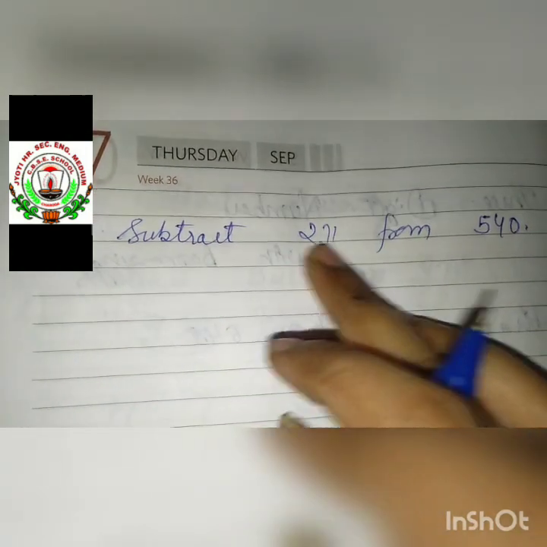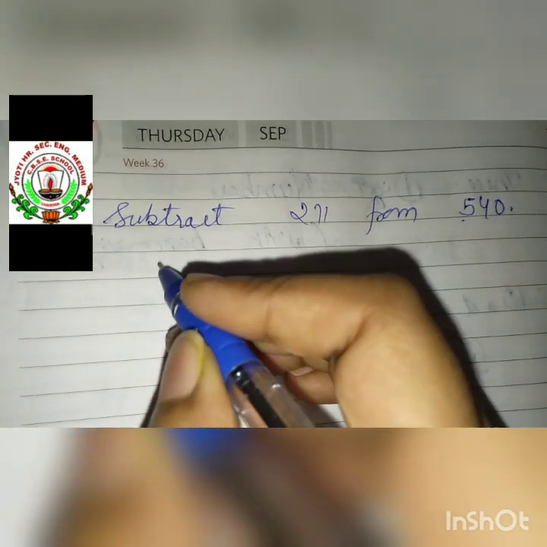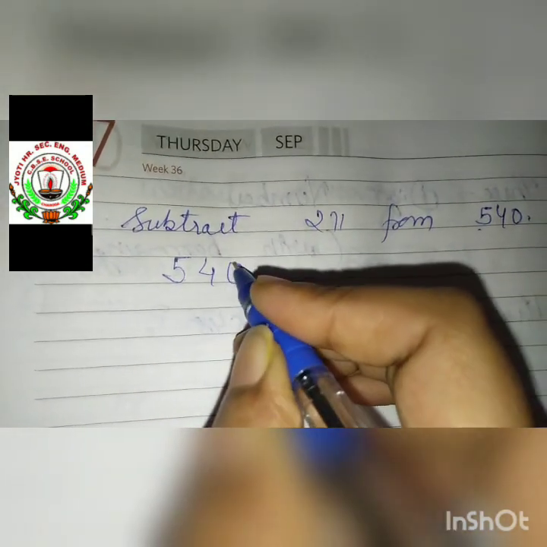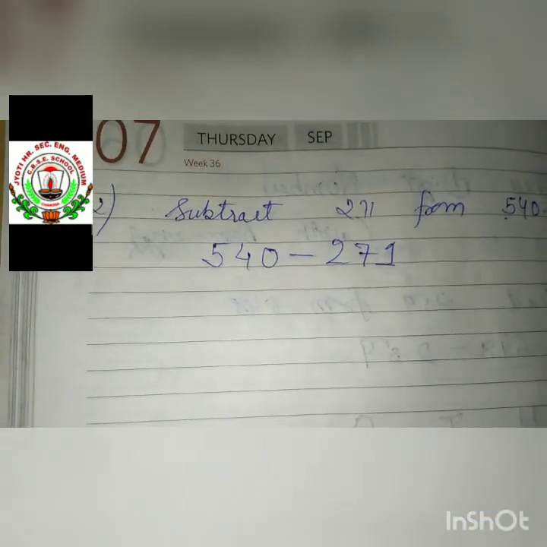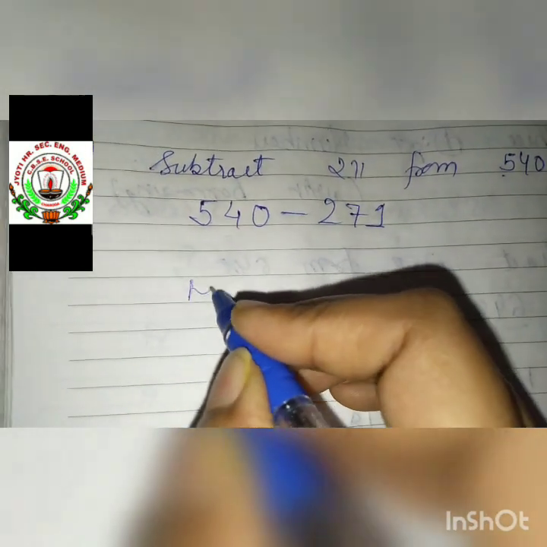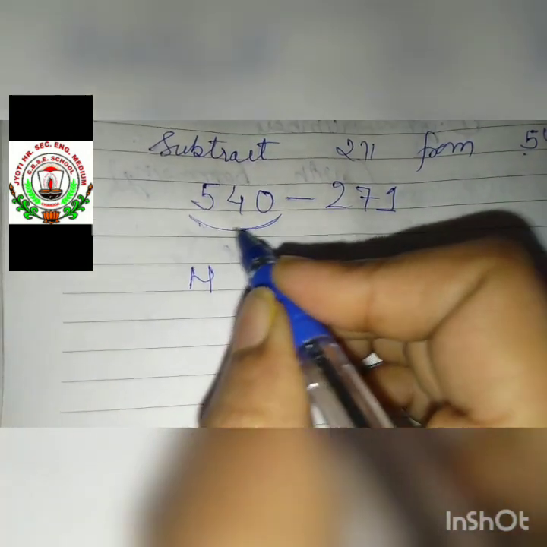If we subtract 271 from 540, again we will see which one is the greater. 540 is the greater. I am writing 540 first and then 271 as the second number. Now we will make hundreds, tens and ones columns. First number is 540.